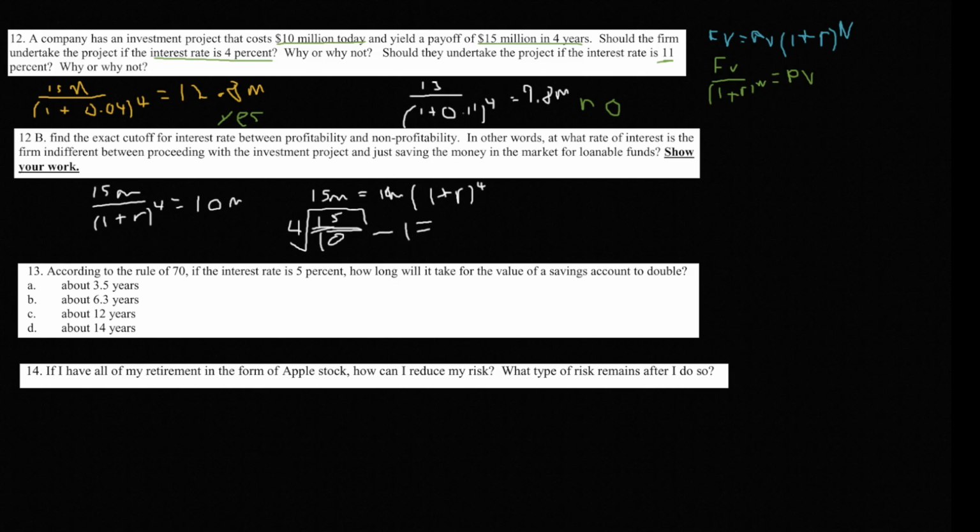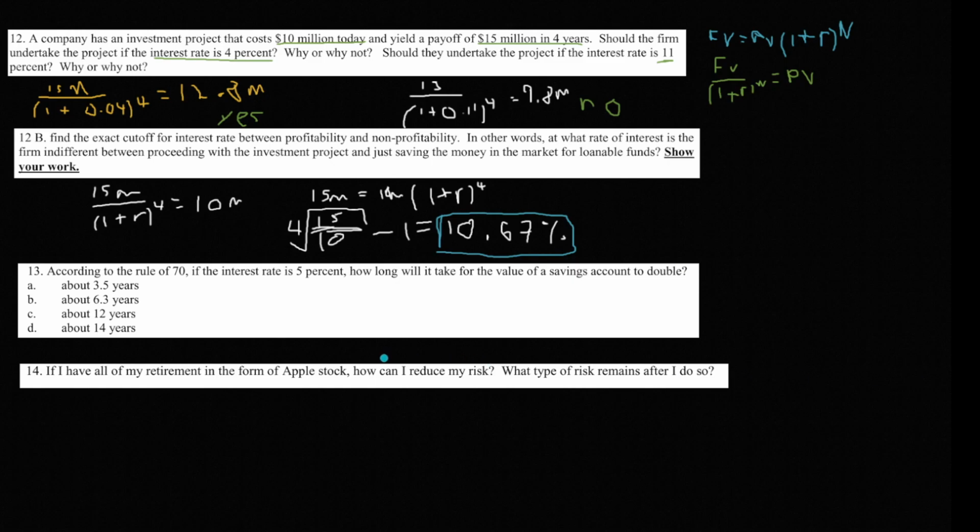So what does the calculator say? The calculator says 10.6667, 10.67%. And we could see that I think that's a reasonable guess here because we see it's at 9.8. It's pretty close to 10 million when it's 11% interest. So we know it's going to be a bit less than 11. So I think 10.67 is a reasonable answer.